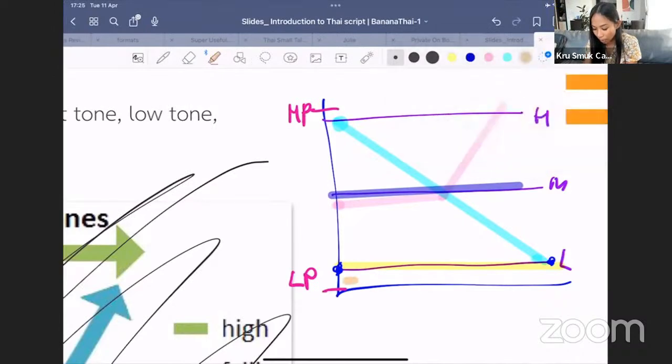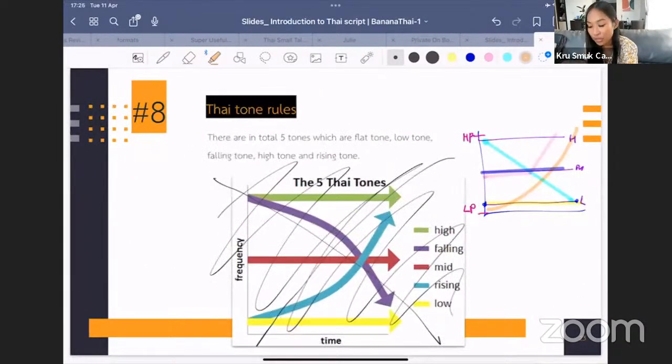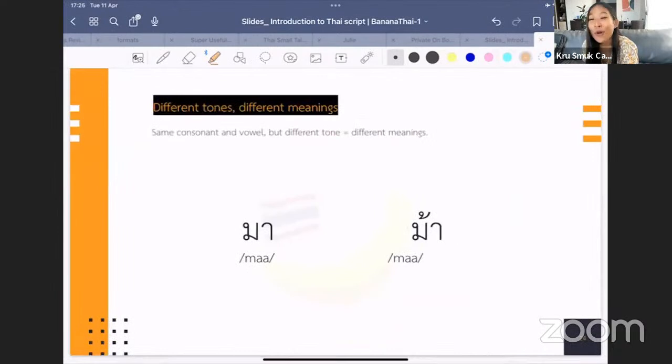And the last one, it starts from low to high. Ma. So if you already, yeah, exactly, very good. As you can see, if you understand the concept of tone, the tone rule is very easy because it's just mathematics. It just goes as a rule. But the difficult thing is the pronunciation of the tone. Anyway, I think you already improved a lot. But yes, Thai has 5 different tones.